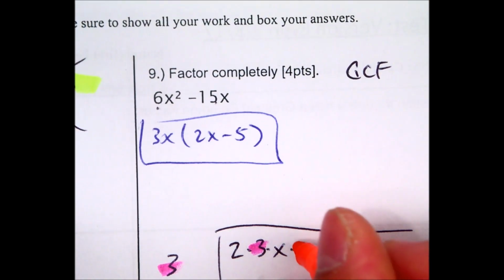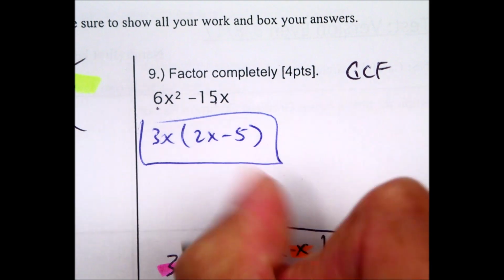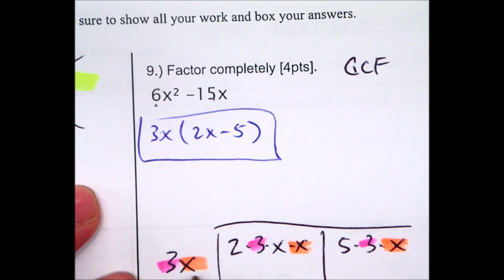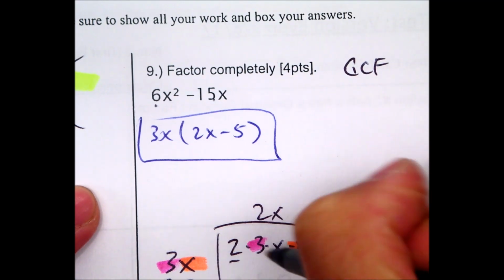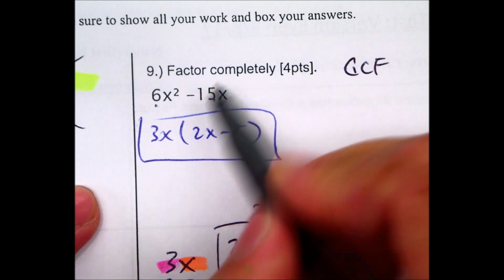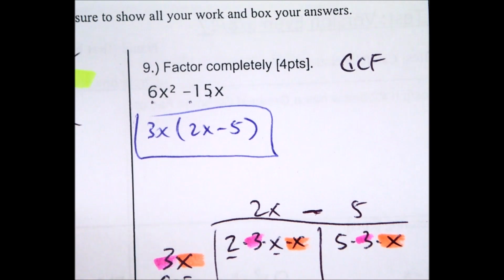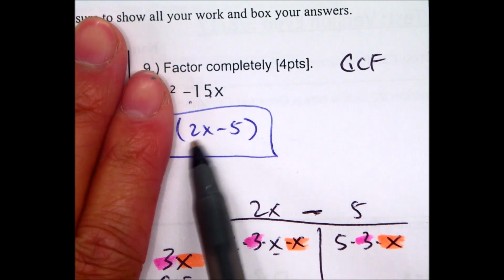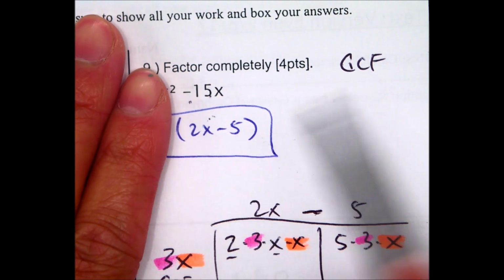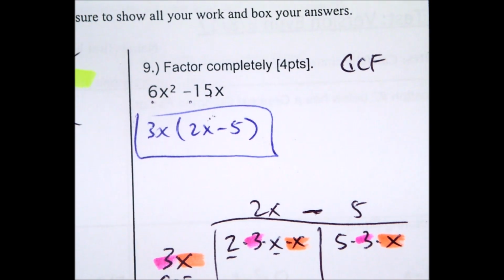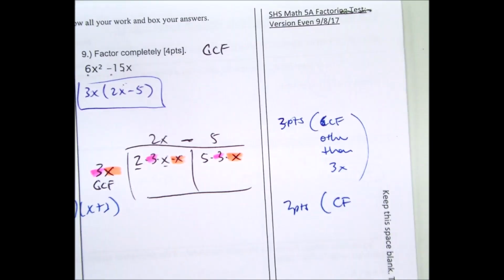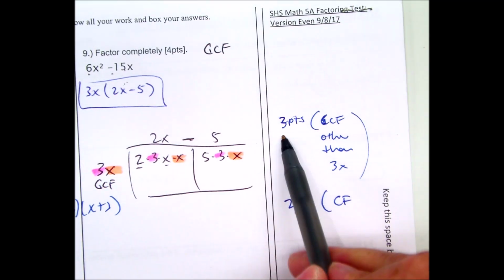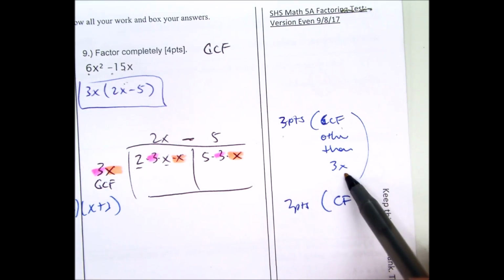And then here you only have 1x. So you essentially have 3 times x as your GCF. Then what you did not highlight, you have 2 and an x right there. And then you have this 5, which has a minus sign. And this is your answer, 3x times 2x minus 5. You'll notice here it's not a power of 2, it's not a trinomial, so you can't factor it into binomials. Okay, so the partial credit for this problem is out of 4 points, I gave you 3 if you found a GCF other than 3x, such as you just saw the x there.